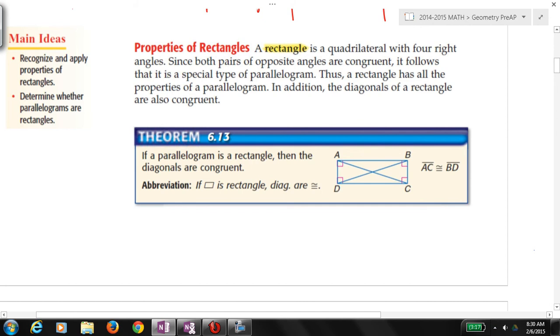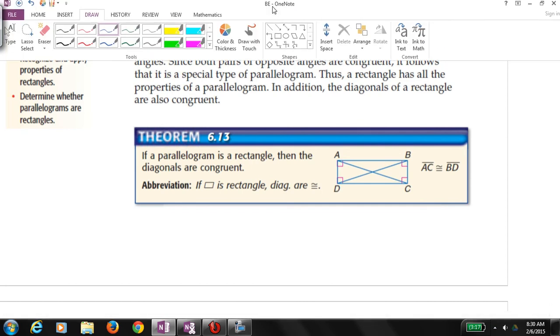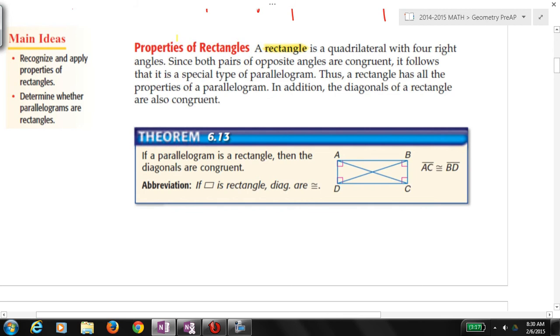Alright, now on rectangles, we move on to rectangles and we have the main ideas. We want to recognize and apply properties of rectangles and also determine whether parallelograms are rectangles. If we look at the definition, it's a very basic definition. A rectangle is a quadrilateral with four right angles.